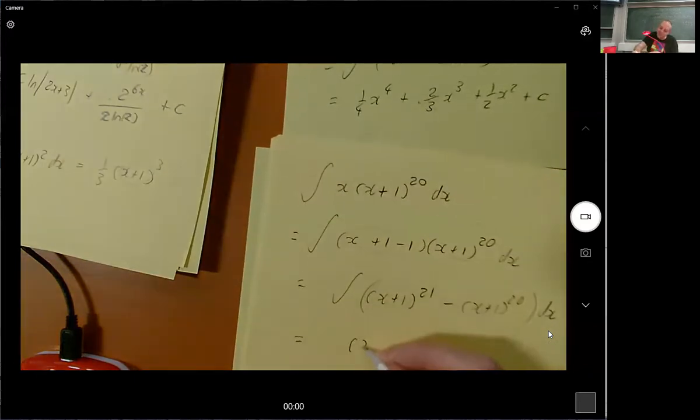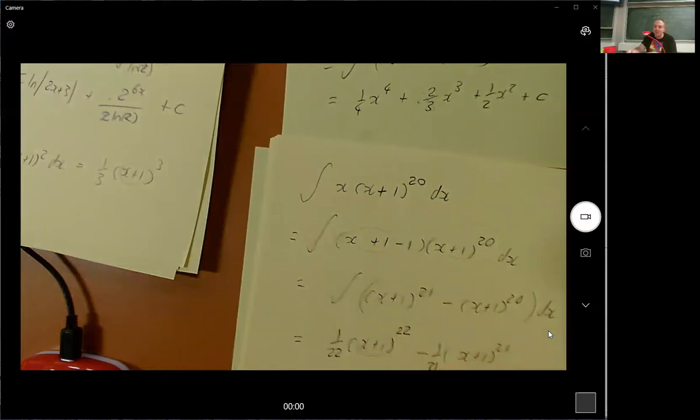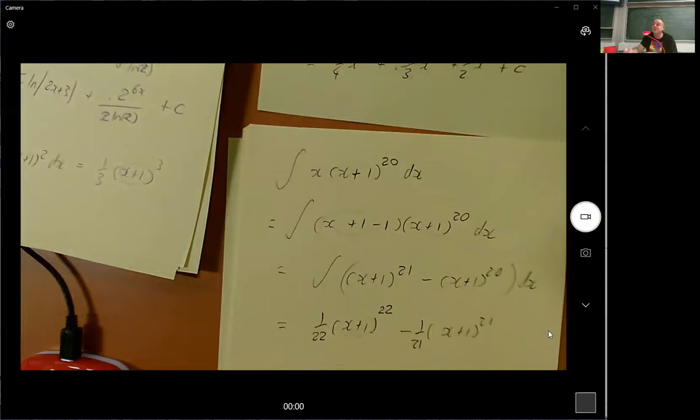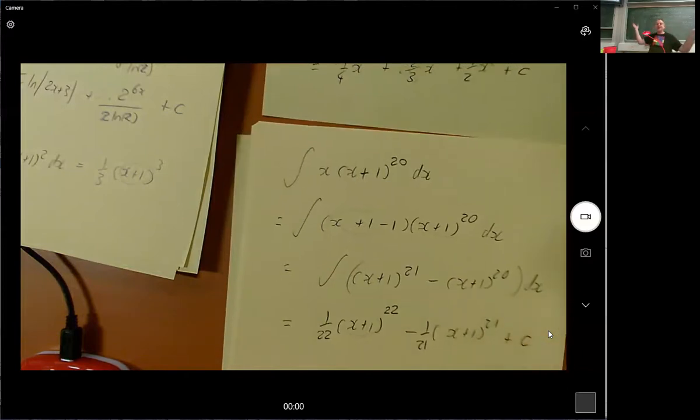And so I'll put this exponent up by 1, and I'll have to divide by the constant derivative, which is 1 anyway, so that's all right. And then I'll put this exponent up by 1 and divide by the new exponent. I have to divide by the derivative of that, which is 1 anyway, so that's fine. And ta-da, I have an answer. Isn't that fun?